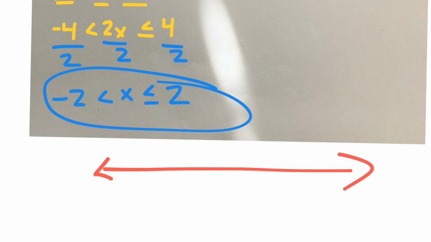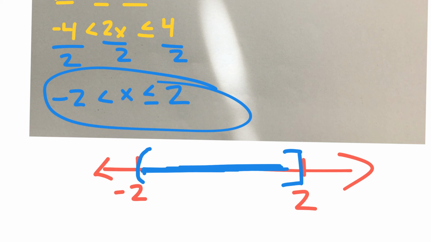So it tells me to graph that on a number line. So my points of interest are negative 2 and positive 2. Now negative 2 is not included in my answer, so I'm going to put an open parenthesis. Positive 2 is included, so I'm going to put a bracket, and then my solution set is everything between those, because x is bigger than negative 2, but it's less than or equal to positive 2.